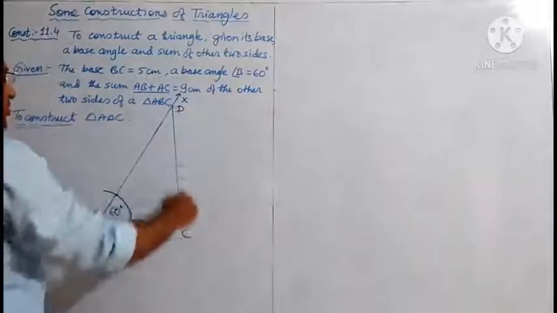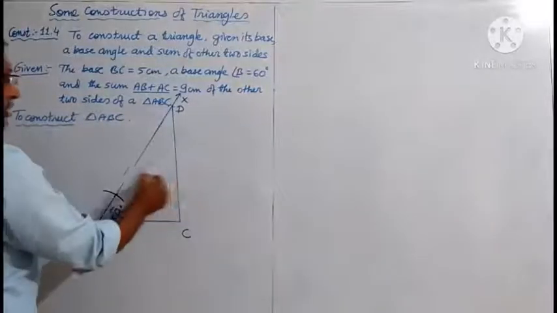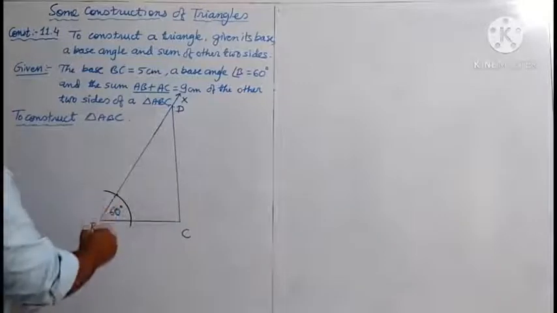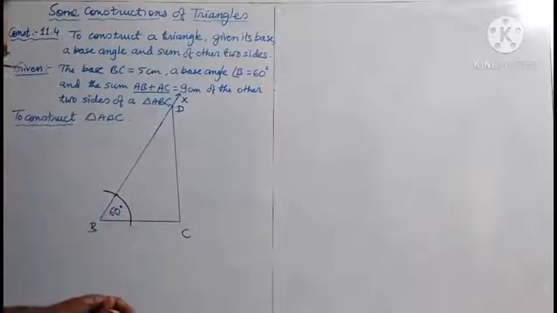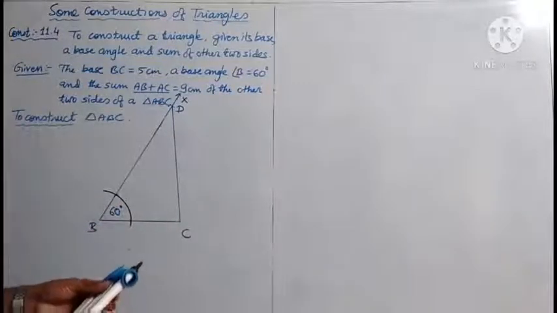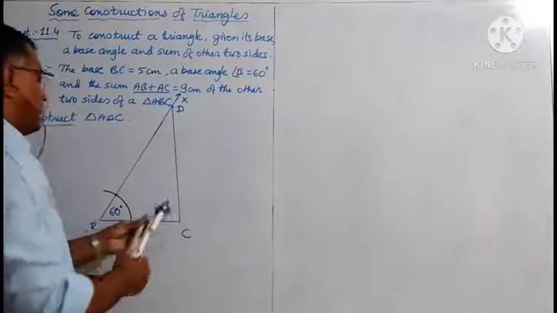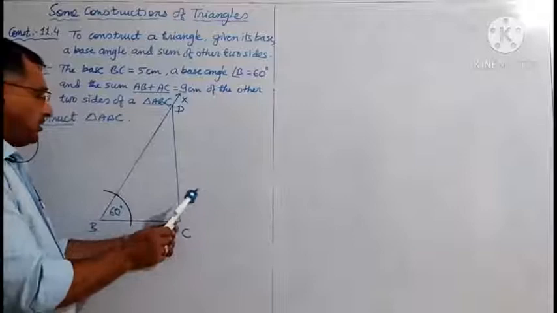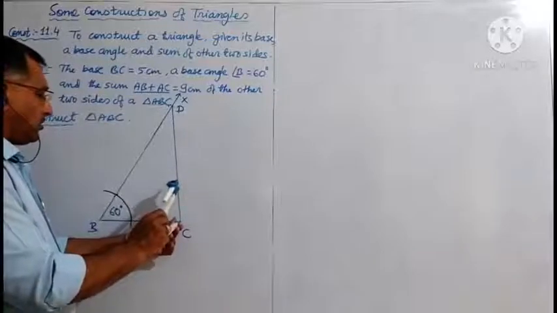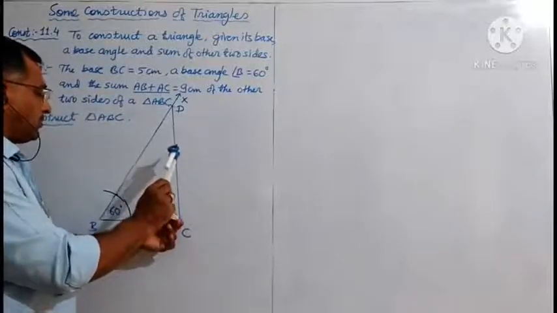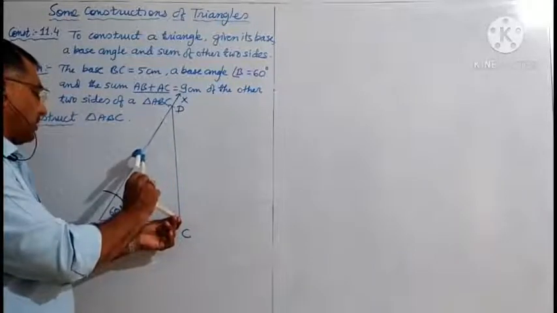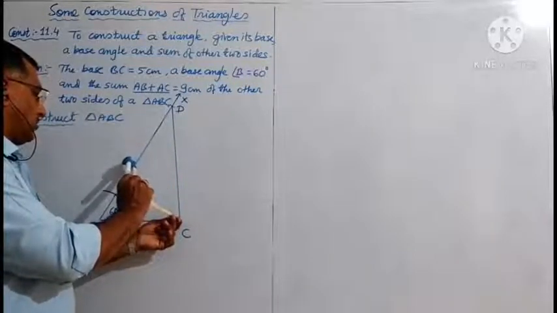Now join CD. Now we have to draw the perpendicular bisector of CD which intersects BD at A. So let us construct the perpendicular bisector. For that you must know how to construct a perpendicular bisector. That is, you have to take the radius more than half of CD and draw the arcs in both the semiplanes.